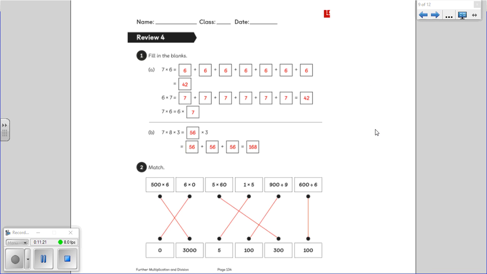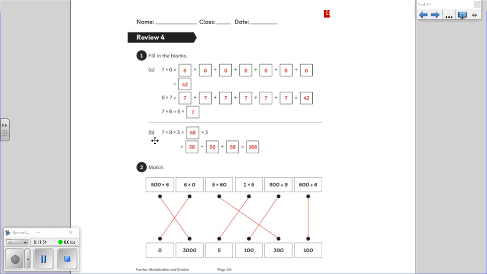Okay, so here are the answers to the first page of the review. So you can see here at the top that it was wanting you to put that 7 times 6 is the same as repeated addition of the number 6. And the same here, repeated addition of 7, the same answer. Okay, and here it's just writing it in the other way. 7 times 6 is the same as doing 6 times 7, and we know that.